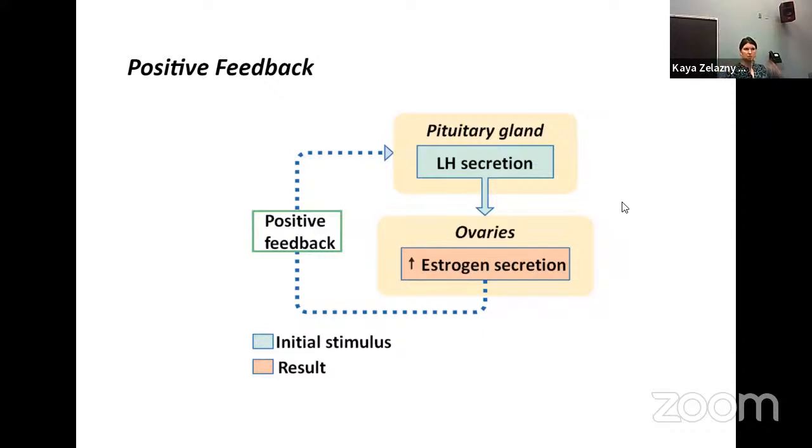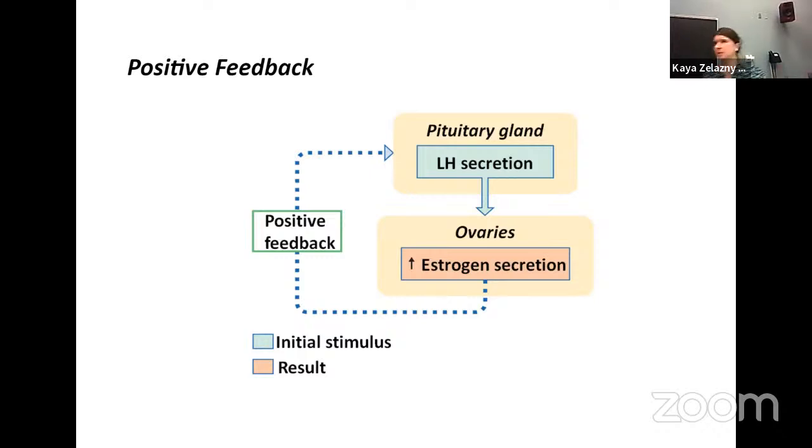So here's an example of what that might look like in your book. So the pituitary gland, the gland sort of hanging on your brain, causes the release of this hormone LH. So LH stimulates the ovaries to produce estrogen, and then the presence of that estrogen in certain conditions produces more and more and more LH secretion. And this is actually how ovulation works.